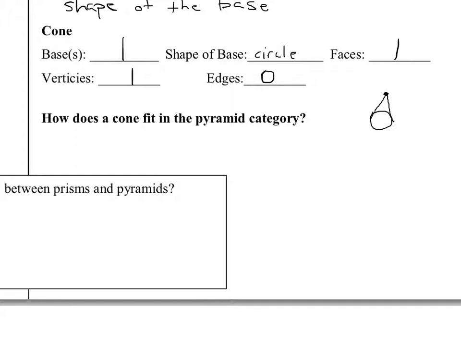0. Oh, wait, 2? No. So this is where, remember that cylinders are going to be a little bit different. It's where the faces meet. Well, if there's only 1 face, it can't meet with any other faces. So I'm going to say 0. Again, within the mathematical community, there are some who would argue that there is 1 edge at the bottom of the circle. I prefer 0. How does the cone kind of fit the pyramid? 1 base. All right, it has 1 base.